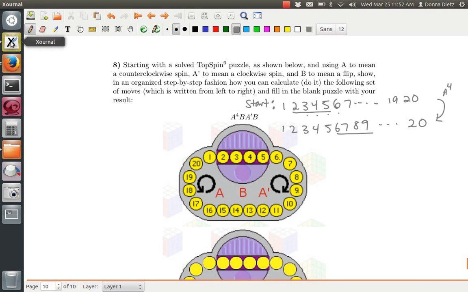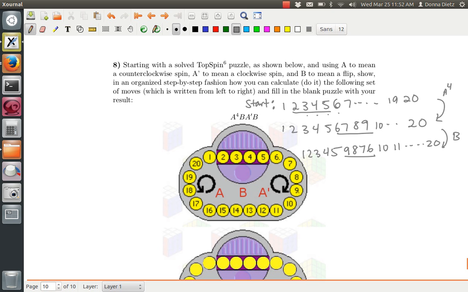Now we want to do this motion B. I'm just going to flip: 1, 2, 3, 4, 5, 9, 8, 7, 6. But wait a minute, what comes next? I probably should have put a 10 here. There's a 10, 11, up to 20. I want to make sure it's very clear what's on either side of my flipper. So now I've done A 4 times, B.